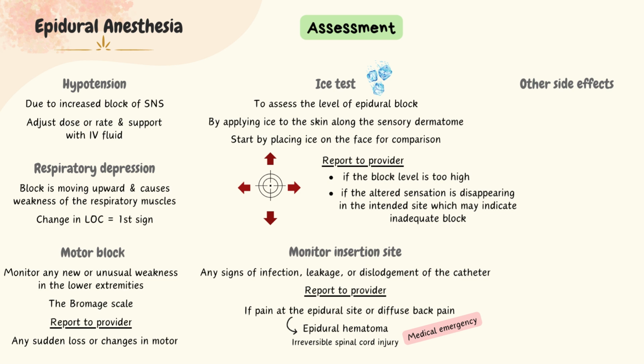Other side effects of epidural include itchiness, which is related to the opioids used in the epidural. Antihistamines such as Benadryl can be given for symptomatic relief. Nausea and vomiting can be treated with antiemetics. Indwelling Foley catheter may be inserted for urinary retention.